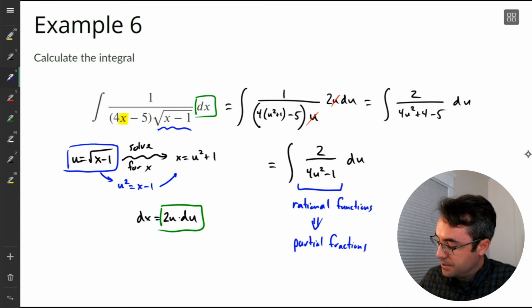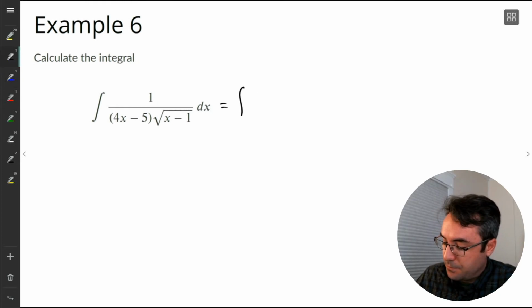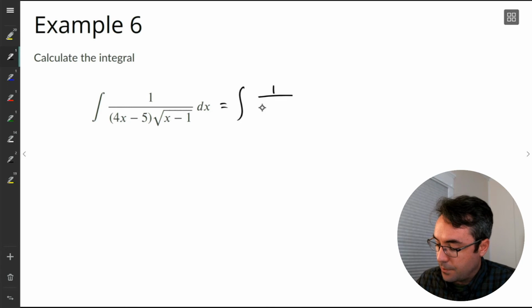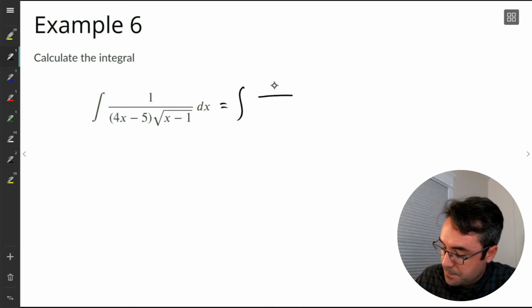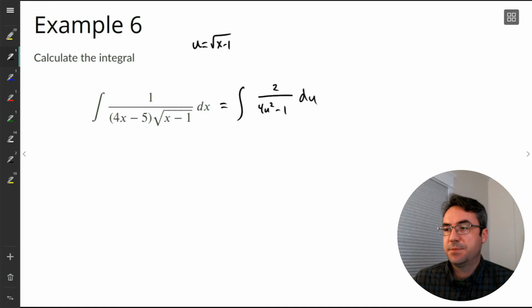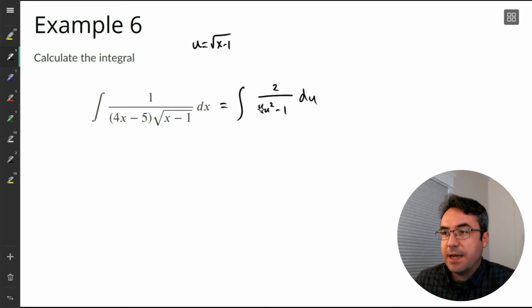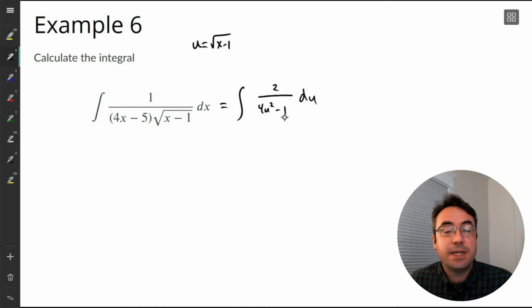So let's actually start by factoring. Where are we so far? We have this 2 over 4u squared minus 1 du. And let's just keep track. We've done a u substitution where u is equal to the square root of x minus 1. Just to keep track here. All right, so now we want to factor. When we have a rational function and we start our partial fractions, we want to factor the denominator.